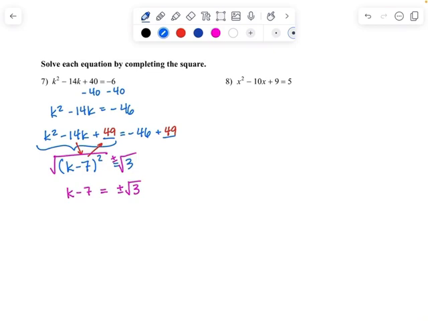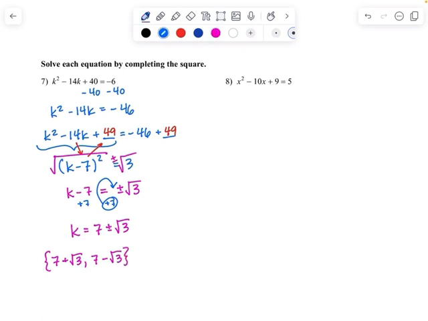I need to get k by itself, which means I'm going to add 7 to both sides. And when I add 7 to a radical, especially a plus or minus radical here, I add or subtract that number right in front of the plus minus sign. That's going to get me k equals 7 plus or minus the square root of 3. Those are my two solutions. To break them apart separately, my first solution is 7 plus the square root of 3, and my second solution is 7 minus the square root of 3.